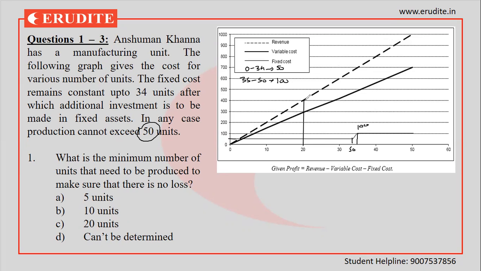So at 20 units production, what is the revenue? 400. So revenue per unit is 20 per unit. The rate of variable cost is 15 per unit. So what is the margin between them? 5 per unit.